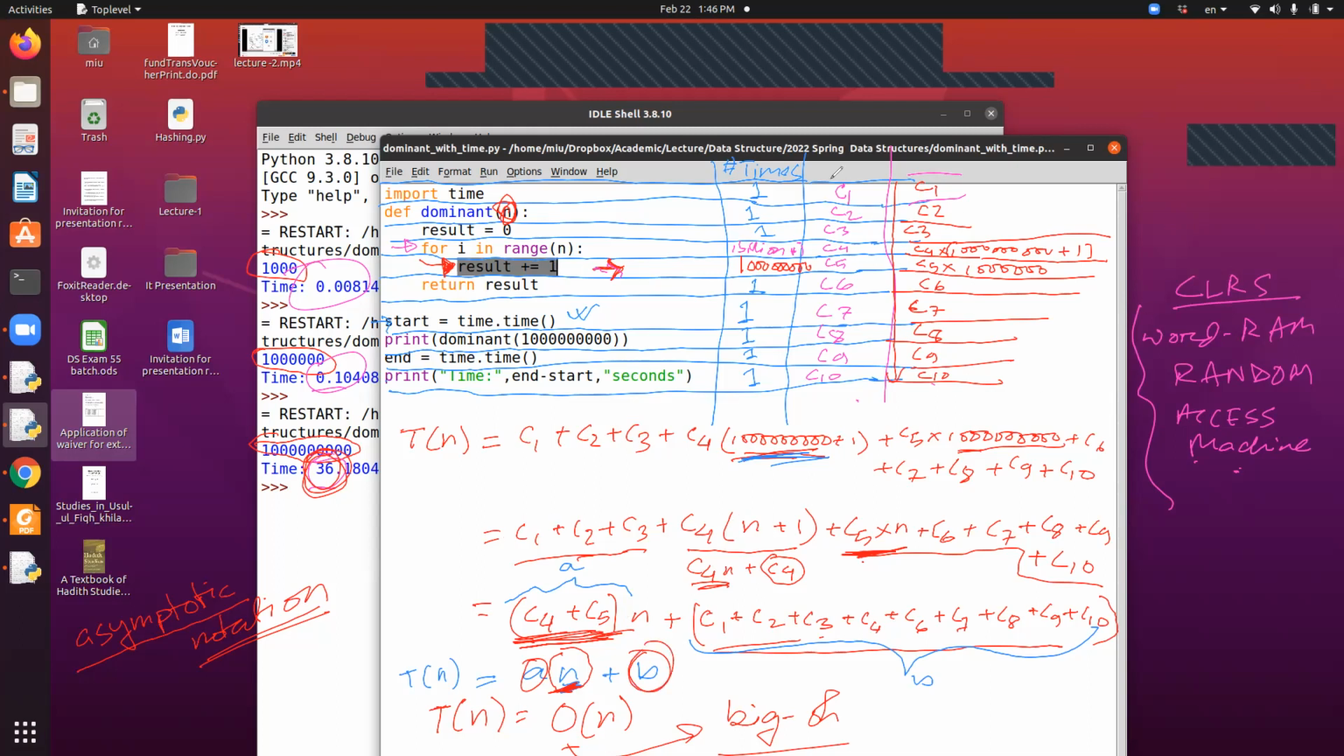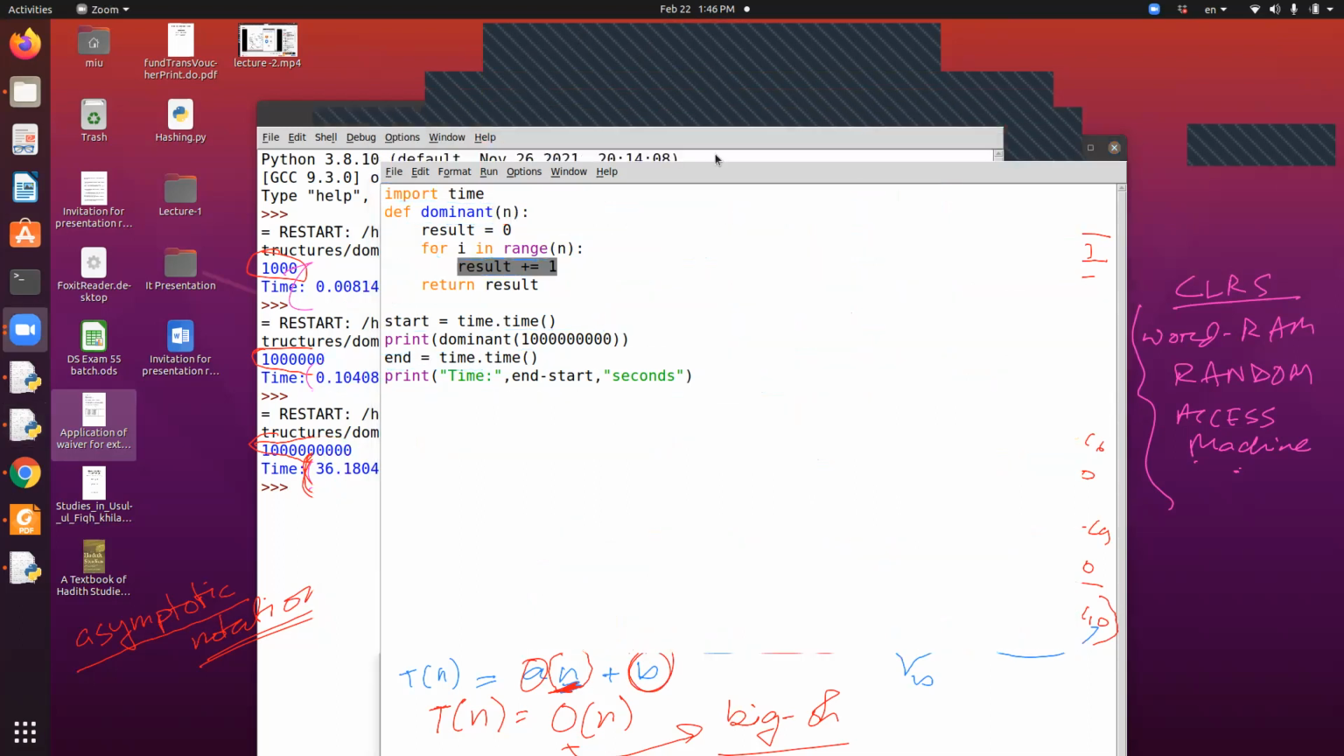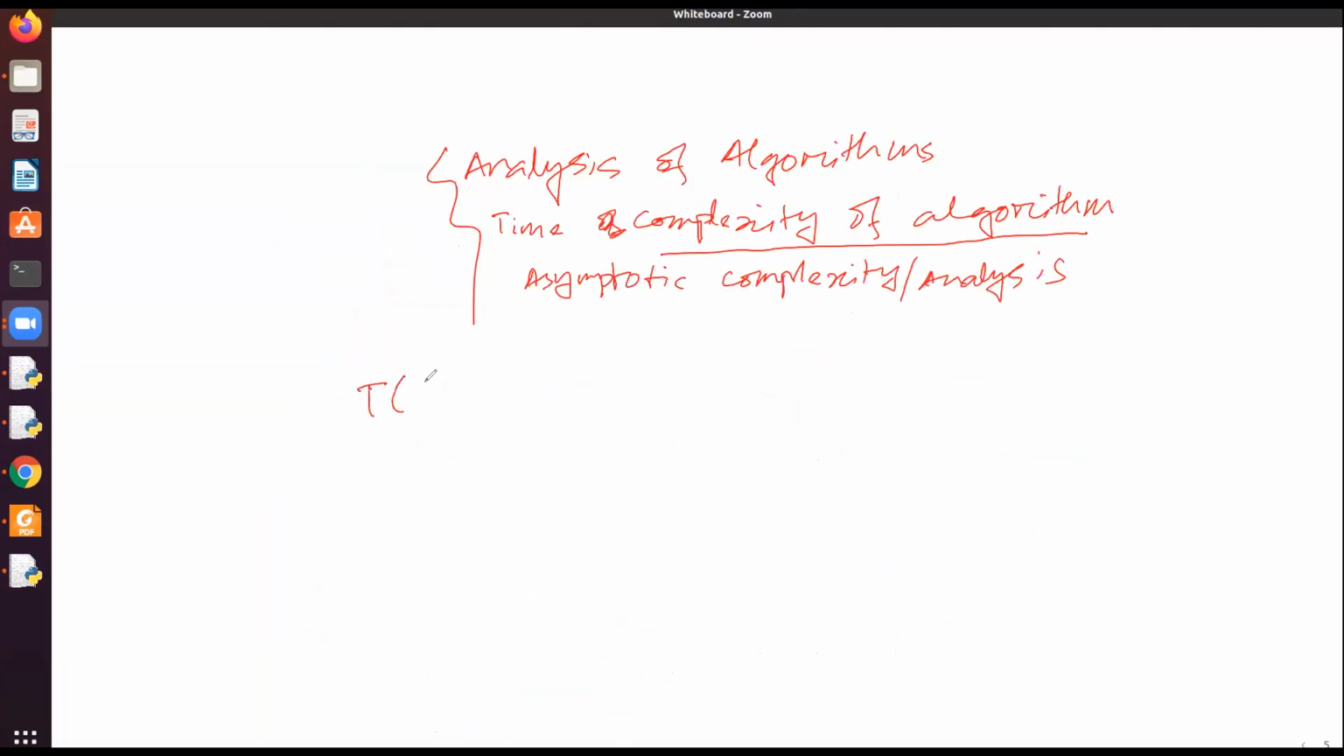So the idea in the word RAM model, random access machine model, is that if you have a running time function, let me take my whiteboard. Okay. So if you have a running time function, T(n) is equal to, for example in our case, an plus b, what you need to do is ignore all of the constants and the coefficient of the highest term. The highest term is n here. So you should ignore this and write T(n) is equal to big O of n.